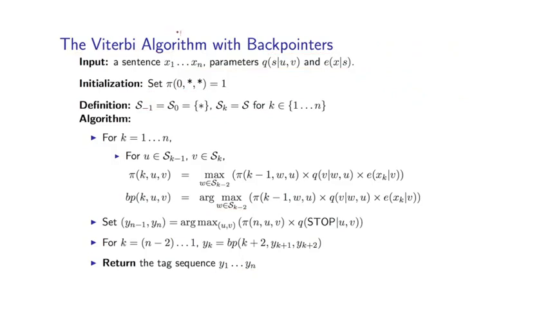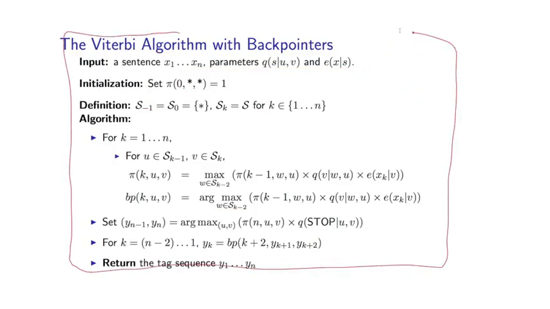So that is it. This is the full Viterbi algorithm, which now makes use of backpointers to actually recover the highest probability sequence for an input x1 through xn. Let me just briefly talk about the runtime complexity of this algorithm. It is actually order n times the number of tags cubed. So it's linear in the length of the sequence, and it's cubic in the number of possible tags in the sequence. How do we get that complexity?